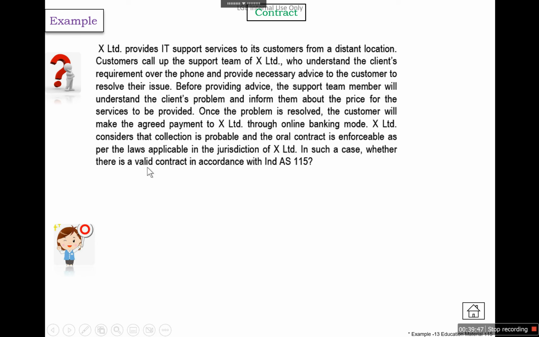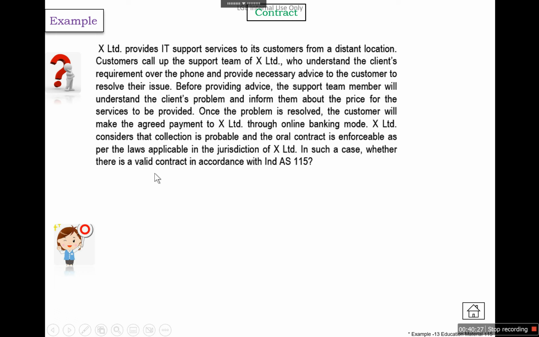Revenue cannot be recognized. Next, X Limited provides IT support services to its customers at a distant location. The customer calls the support team of X Limited, who understand the client's requirement over the phone and provide necessary advice to the customer to resolve their issues. Before providing advice, the support team will understand the client's problem and inform them about the price for the services to be provided. Once the problem is resolved, the customer will make the agreed payment to X Limited through online banking mode. X Limited considers collection probable and the oral contract is enforceable as per the law applicable in the jurisdiction of X Limited.